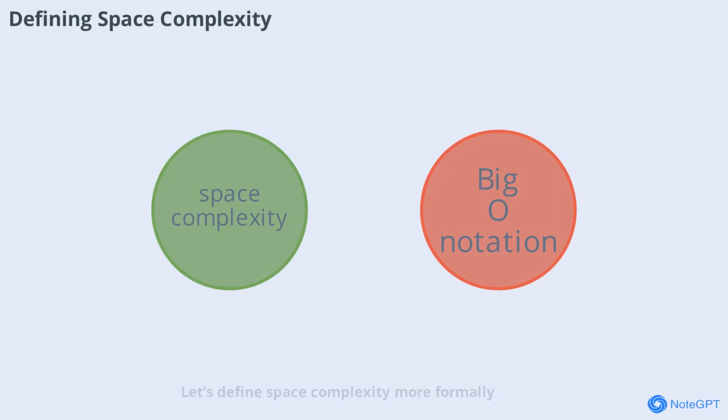Let's define space complexity more formally. Space complexity of an algorithm is the total amount of memory space required by the algorithm to run to completion. This includes the memory for input values, variables, data structures, and function calls. It's typically expressed as a function of the input size, often using big O notation. By analyzing space complexity, we can predict how an algorithm will scale as the input grows.